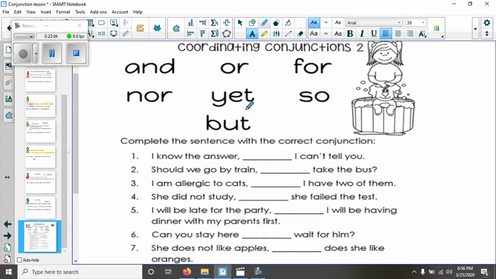Okay, I know the answer, but I can't tell you. Let's try all of them. Which one would fit the most? It will be the most suitable one. I know the answer. Brilliant! But I can't tell you. Very good, very good.